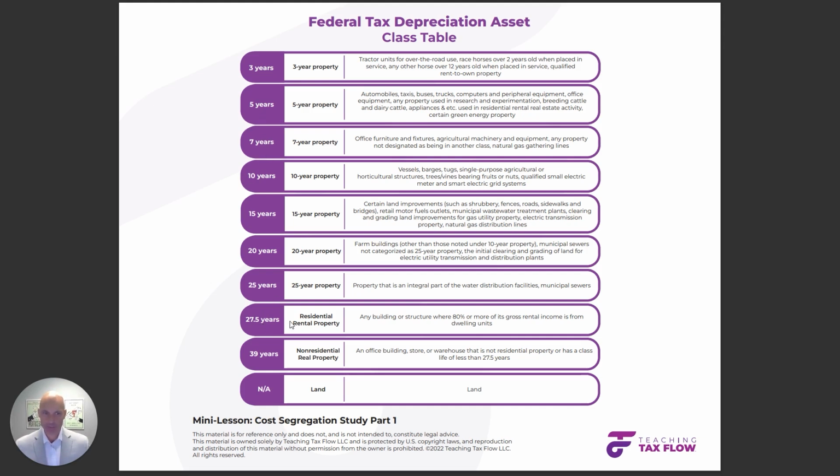I want to take your attention here. Residential properties are 27.5-year. Non-residential properties are 39-year. So these are long periods of time to deduct property. If we can identify 5, 7, 15-year property within that larger property, so if we can identify property in these asset classes within the 27 and 39-year asset class, then we could deduct the property quicker. All right?